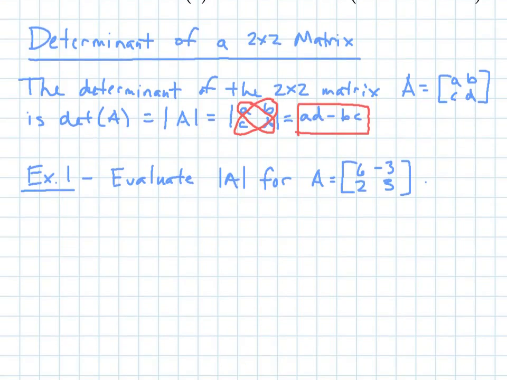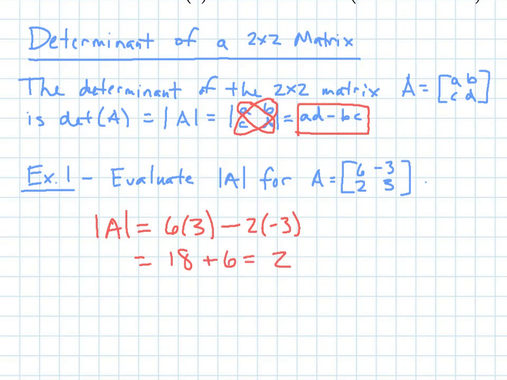So if I was just evaluating the determinant of matrix A, where matrix A is 6, negative 3, 2, 3, then that means I would take 6 times 3 minus 2 times negative 3. Okay? So that gives me 18. Negative 2 times negative 3 is positive 6, so that gives me a positive 24. And so that would be a determinant. It's one number value for the matrix.